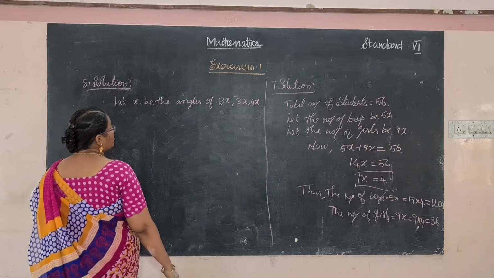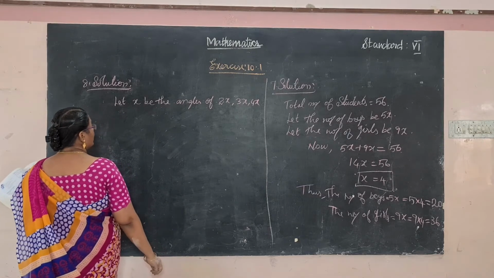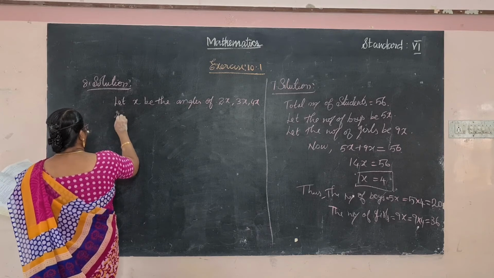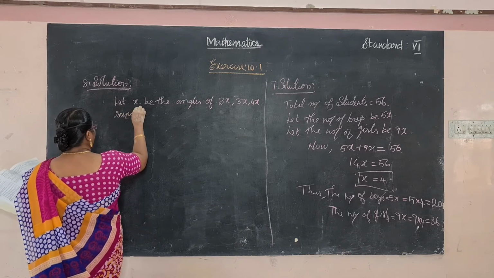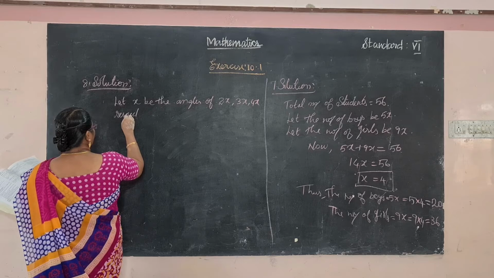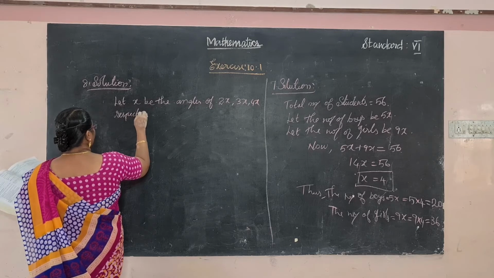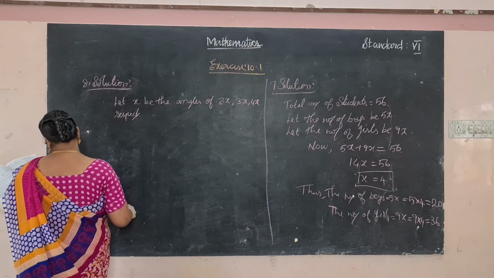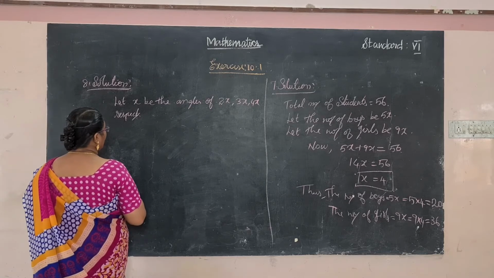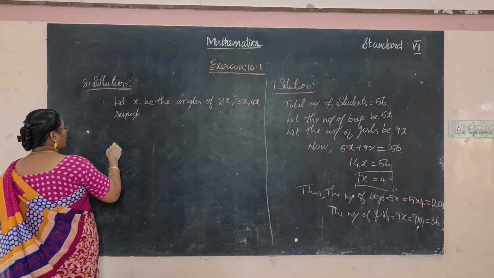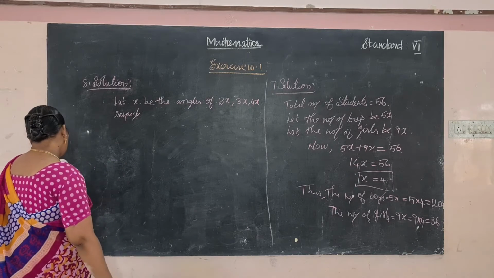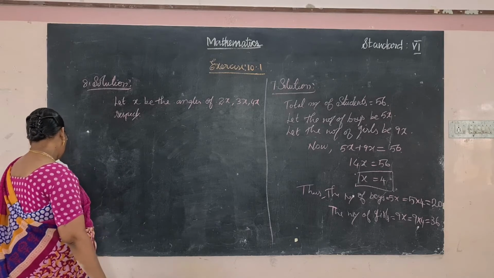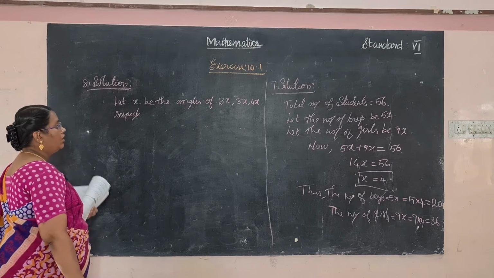Let the angles be 2x, 3x, 4x respectively. Find the measures of each angle. So the sum of three angles.